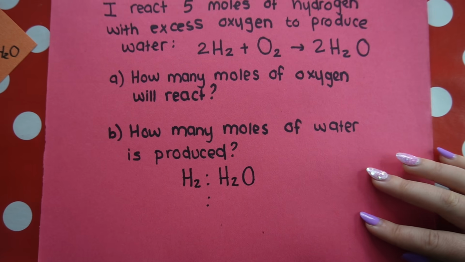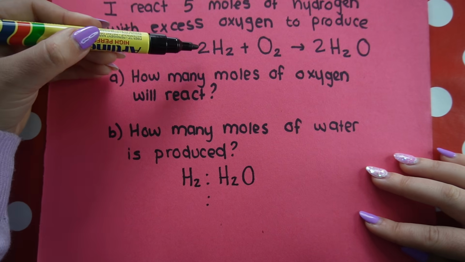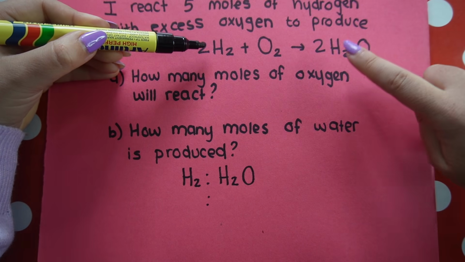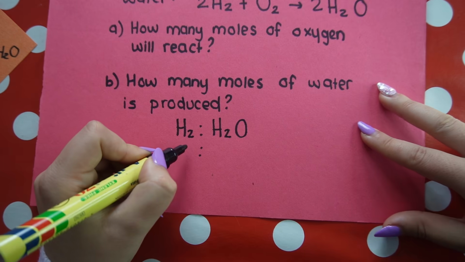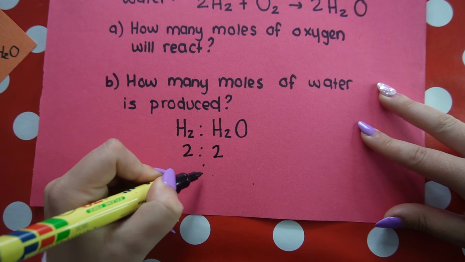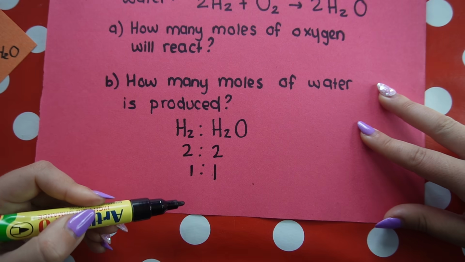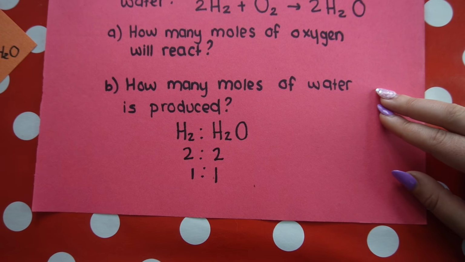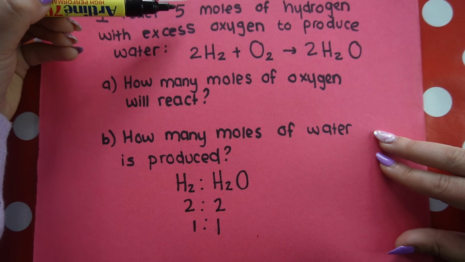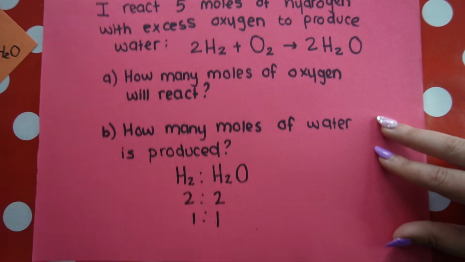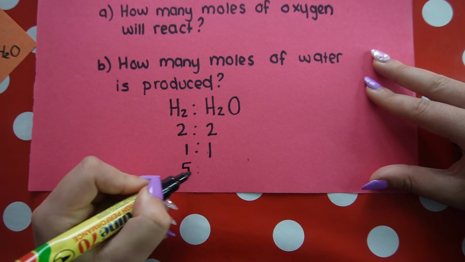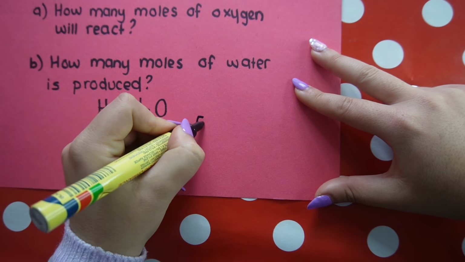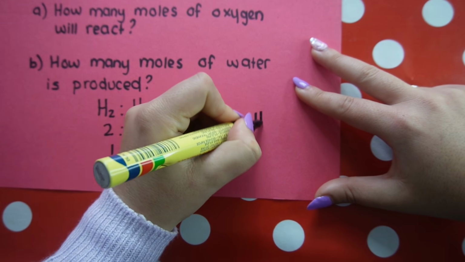Then we write down our mole ratio from our balanced equation. So it's a 2 to 2 ratio. 2 moles of hydrogen will produce 2 moles of water. Now, 2 to 2 can be simplified to 1 to 1. That means that if I have 1 mole of hydrogen, I'm going to produce 1 mole of water. If I have 5 moles of hydrogen, as I do in this question, I will therefore produce 5 moles of water. So our answer: 5 moles of water is produced.